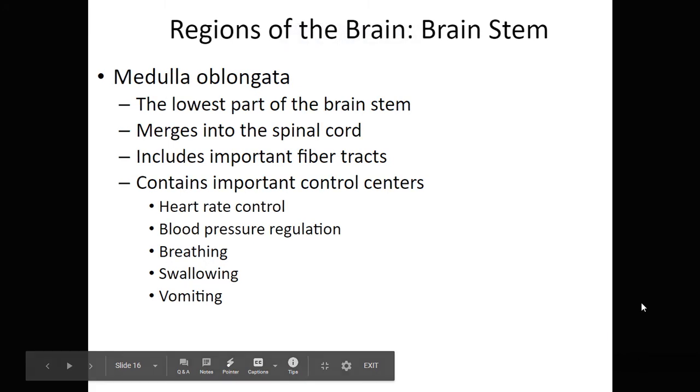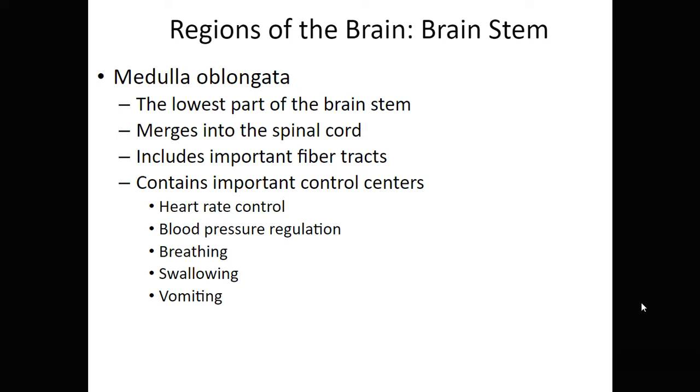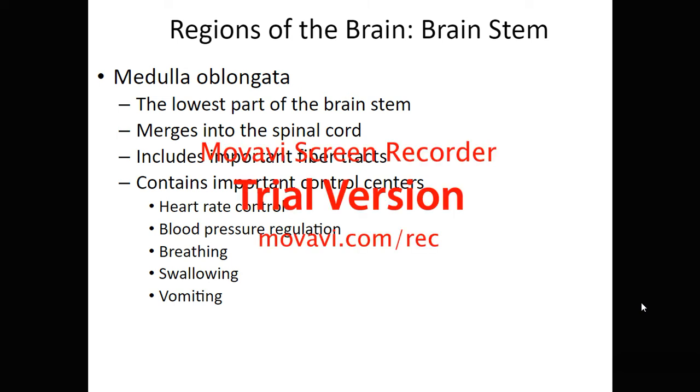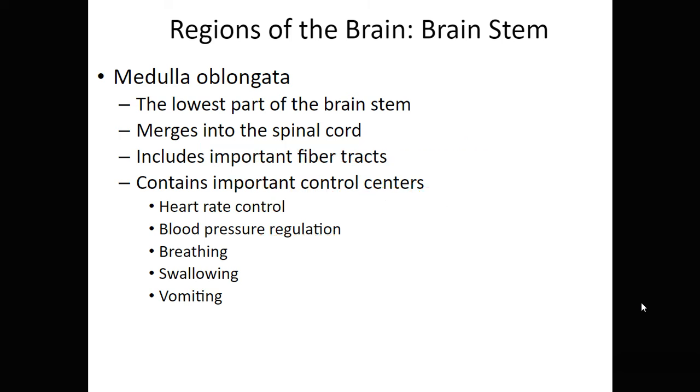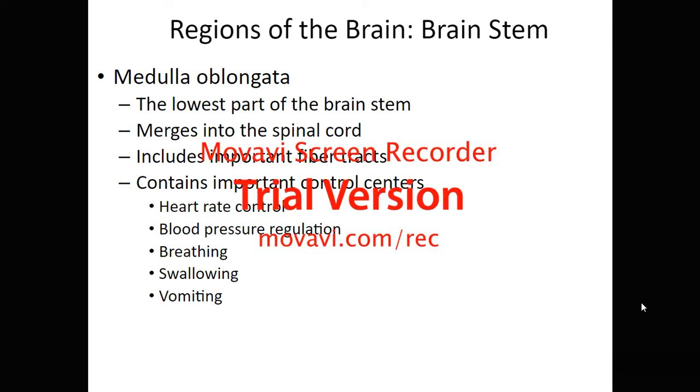The medulla oblongata is the lowest part of the brainstem. It's going to merge into the spinal cord, and it does a lot of important things. It has a lot of important control centers: your heart rate, blood pressure regulation, breathing, swallowing, vomiting, and it also has cranial nerves 8, 9, 10, and 12. The nuclei for cranial nerves 8, 9, 10, and 12 are found in the medulla.